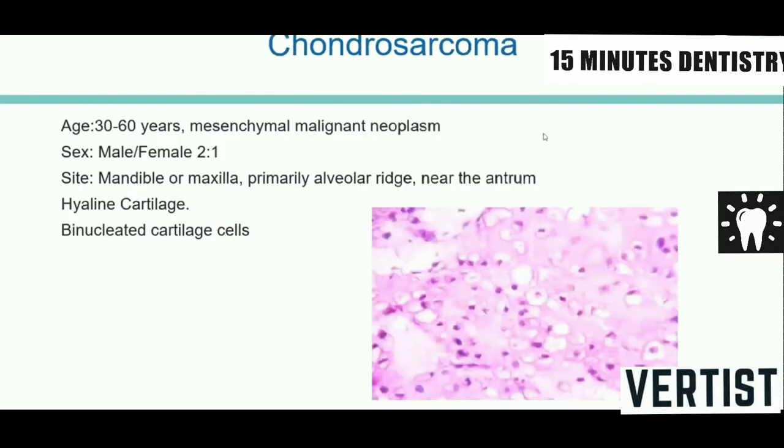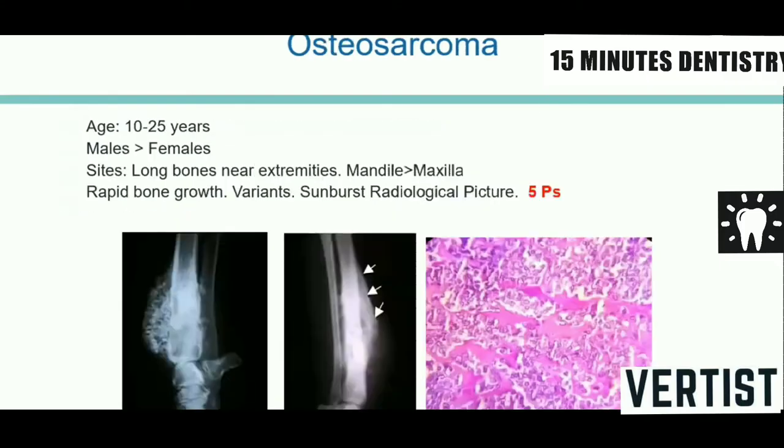Chondrosarcoma is a malignancy of the hyaline cartilage, which has to be appreciated histopathologically. Males are more commonly affected than females. It occurs in the mandible more than the maxilla, and histopathologically you can identify binucleated cartilage cells.